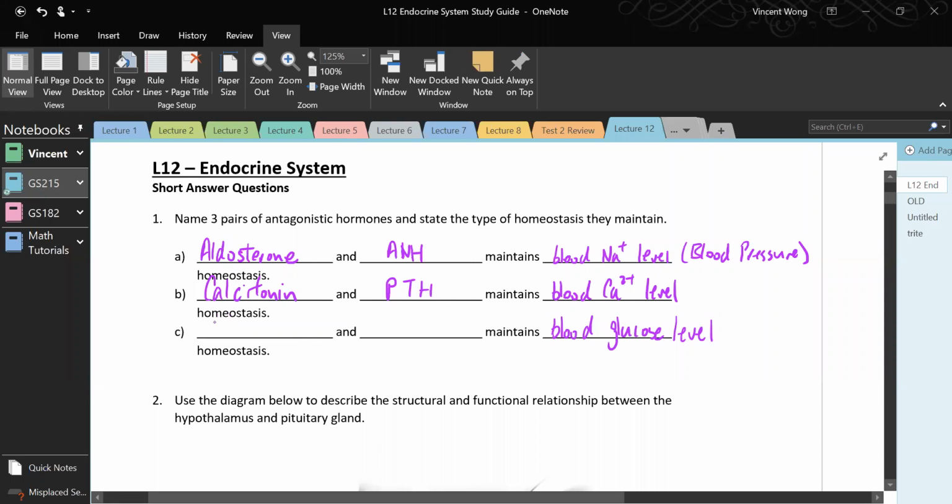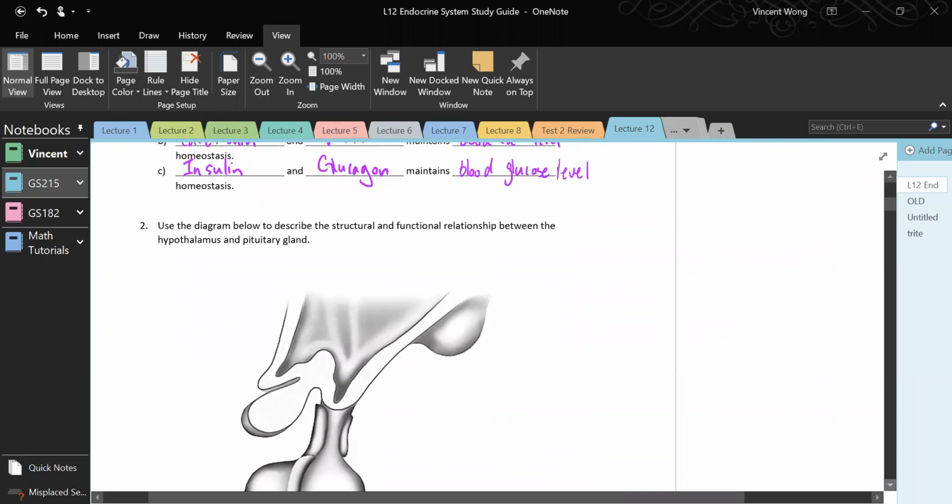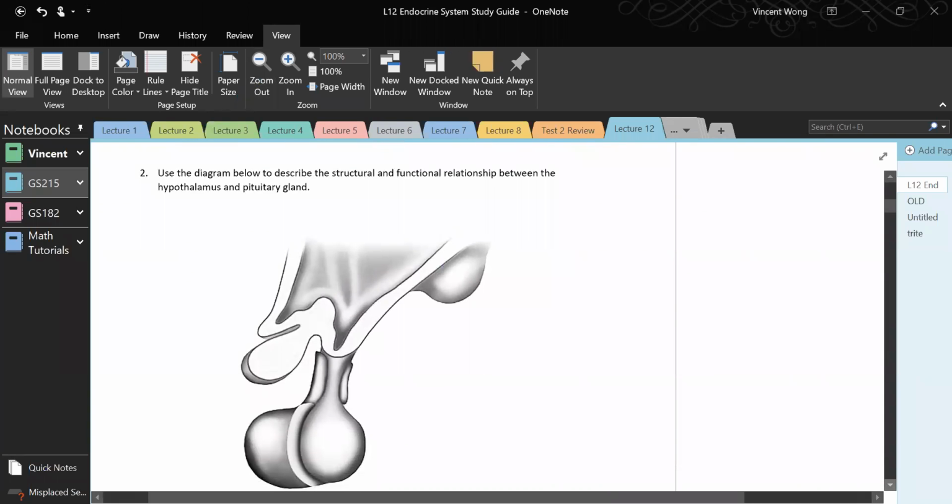No? That's okay. We have insulin, which is released from the pancreas when you have too much blood glucose, and it will help absorb it. And then the opposite of insulin is glucagon. When you don't have enough glucose in your system, glucagon is also released from the pancreas and it will bring it back up. Okay, so that's that.